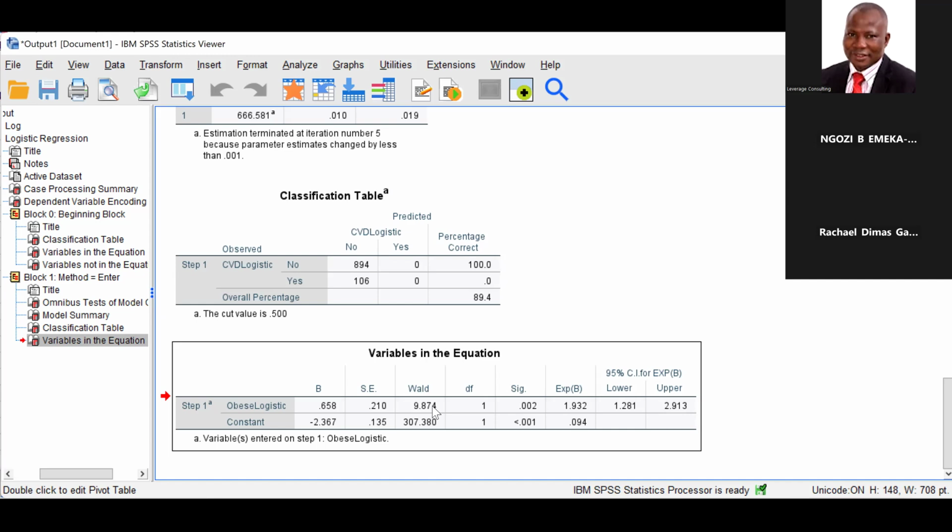Then the exponential: if you calculate the antilog of 0.658, which is the beta, it gives you the exponential B, which is the odds ratio. If you remember, that is the odds ratio we calculated, 1.932. It also gives you the 95% confidence interval. I don't think you have an issue interpreting it, because when we did odds ratio and relative risk, if it does not cross 1, it means it's significant. This one does not cross 1. It goes from 1.28 to 2.91. So the range does not cross 1. It's statistically significant.